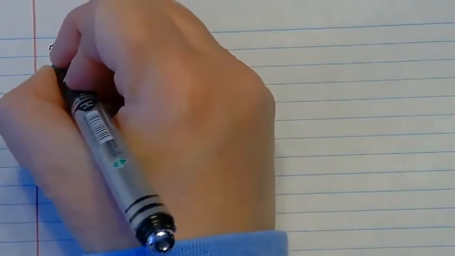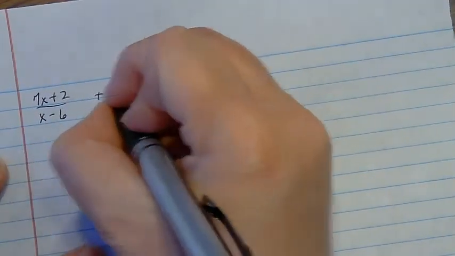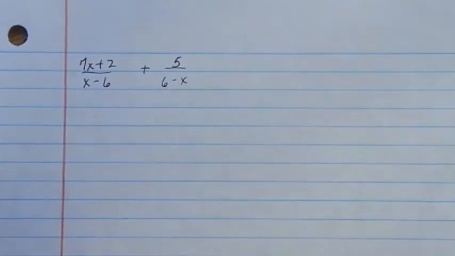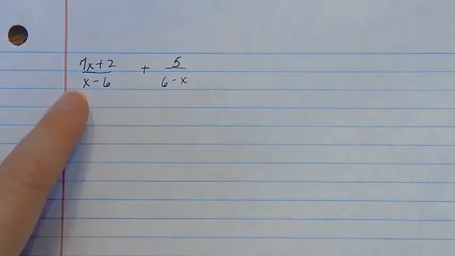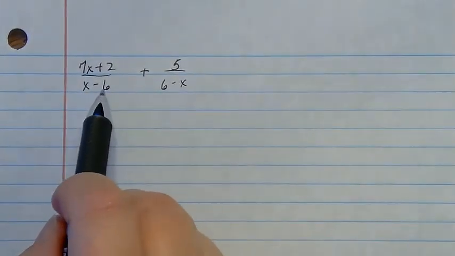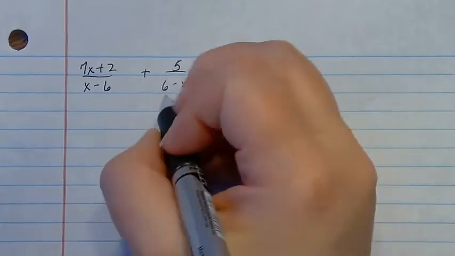Let's do another one like that where the numbers are the same, the signs are just different. So let's try this one. 7x plus 2 over x minus 6 plus 5 over 6 minus x. So notice these are the same, except the signs are different. Here it's positive x, negative 6. The other one's positive 6, negative x. Let's see if we can't make those the same. I like to leave mine like this, where it's the x and then the number. So I'm going to change that one by factoring out a negative 1.